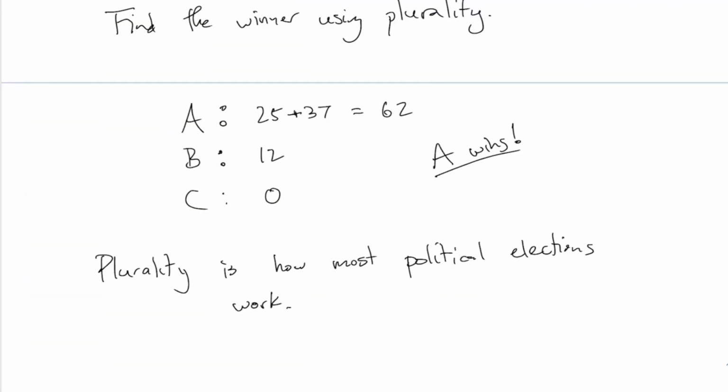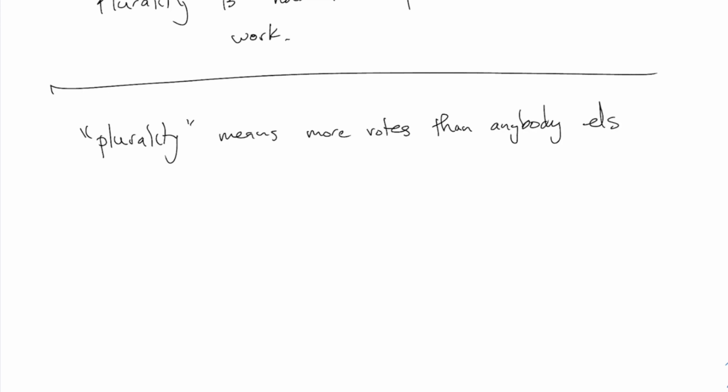Go back to my main notes. Just so you get it straight, plurality means that somebody gets more votes than anybody else. This is different from majority. Sometimes people use the word majority to indicate the winner, but in a mathematical context, the word majority means more than 50%. And it is possible to win a plurality election even if you didn't get more than 50%. So plurality means more votes than anybody else.